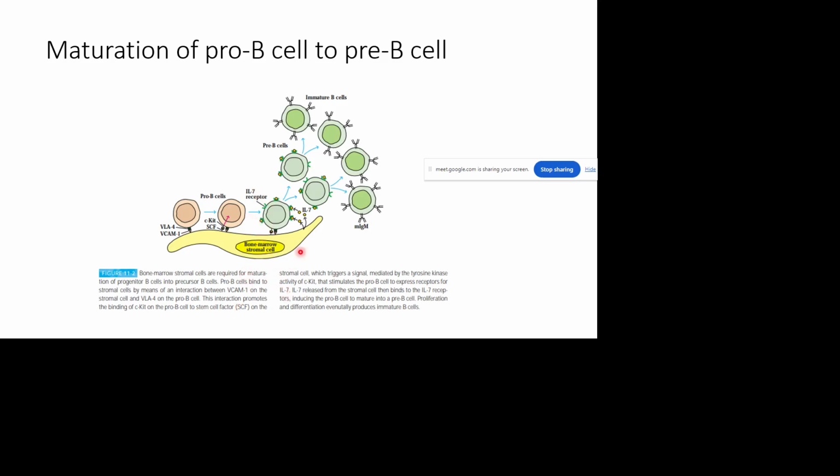And from the bone marrow stromal cells, IL-7 will be secreted and it will be received by the IL-7 receptor in the B cell, right? So upon receiving the IL-7 by the IL-7 receptor of B cell, these B cells will start proliferation and differentiation. After this IL-7 binding, it will be converted into the pre B cell from pro B cell, and from pre B cell, when it will be proliferated and differentiated, it will form immature B cell. So this is the process.